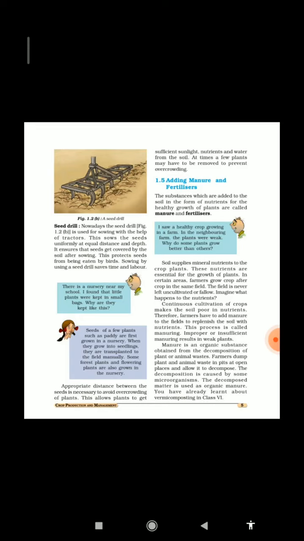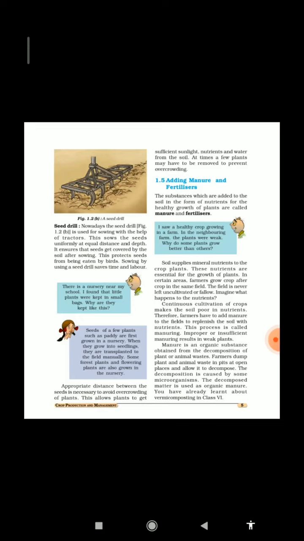In certain areas, farmers grow crop after crop in the same field. The field is never left uncultivated or fallow. Imagine what happens to the nutrients. Continuous cultivation of crops makes the soil poor in nutrients. Therefore, farmers have to add manure to the fields to replenish the soil with nutrients. This process is called manuring. Improper or insufficient manuring results in weak plants.